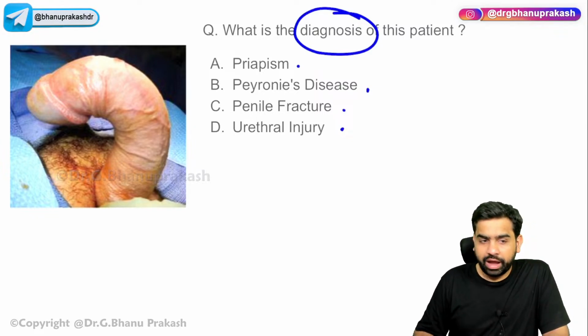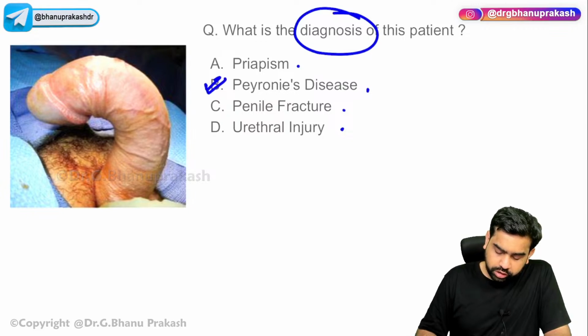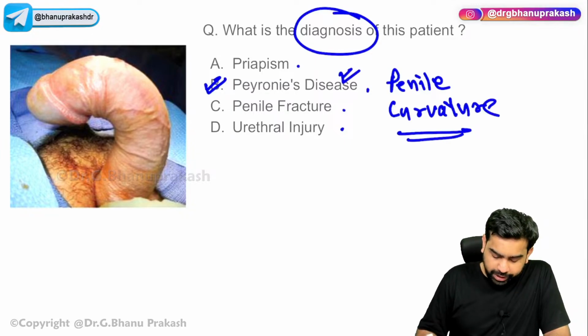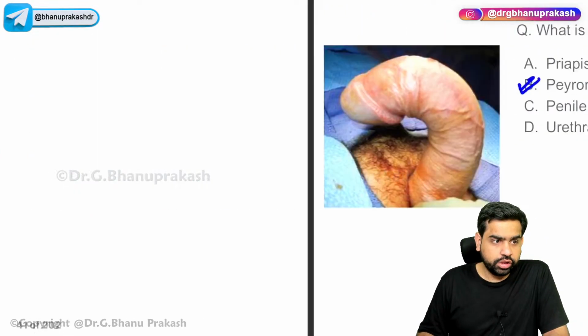Okay, Priyanka, I'll talk to you about the Kocher maneuver. Just give me a minute. So yes, the answer over here is Peyronie's disease. This is basically penile curvature, and that is the diagnosis: Peyronie's disease. I'll just answer Priyanka's question.